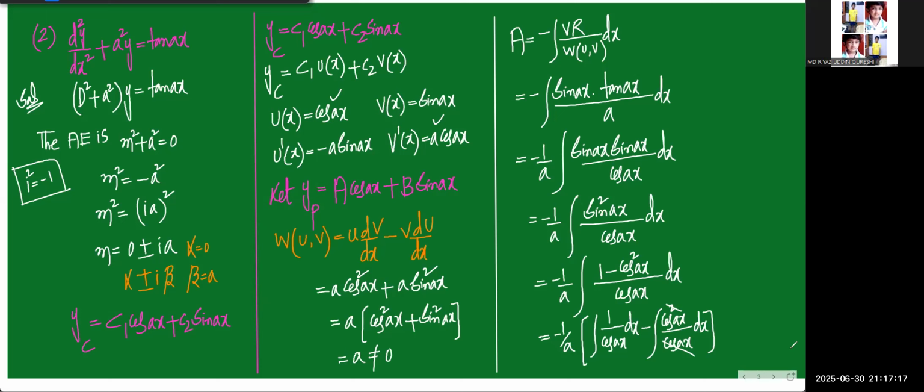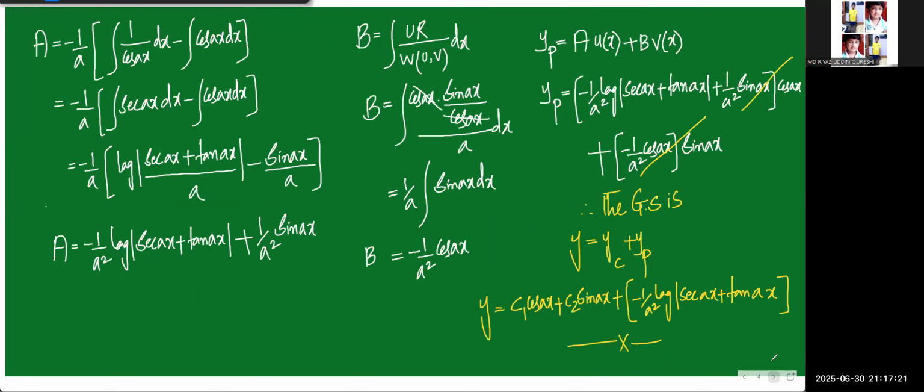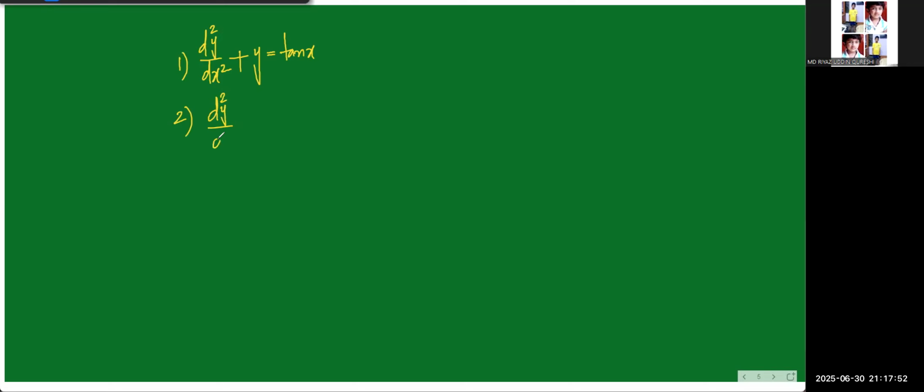I will write one such question here for you to try by yourself. You have to try this type of question: d square y by dx square plus y is equal to tan x. There is one more related question, which I feel you have to discuss: d square y by dx square plus y is equal to x. And now the same m square plus 1.